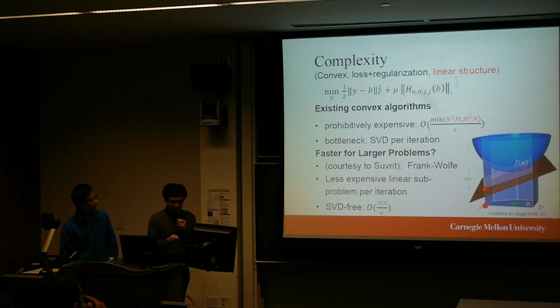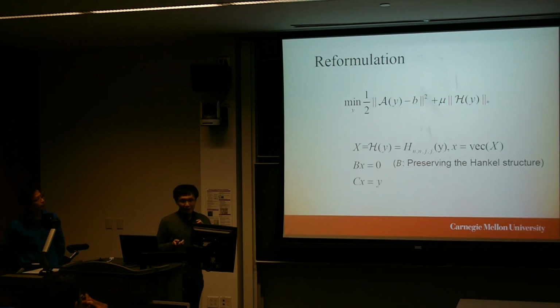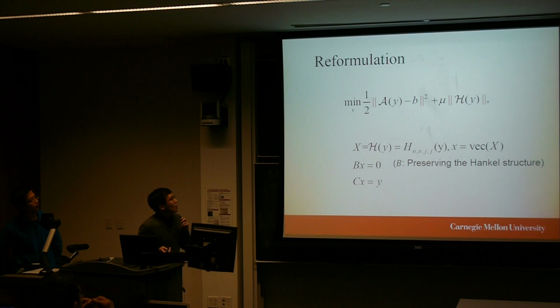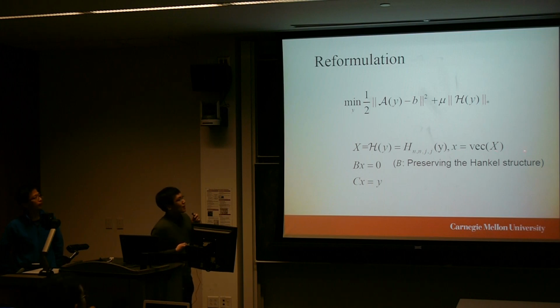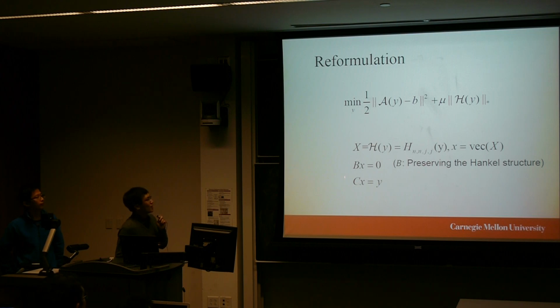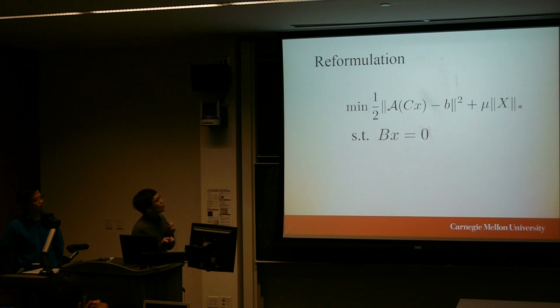Okay, thanks, Wan Li. Now I will present our algorithm. To make life easier, we first reformulate our problem. We introduce a new variable X to let it equal the Hankel matrix, and let lowercase x be the vectorization of this X matrix. Then we do two transformations, where Bx equals 0 and Cx equals y. Then we can find an equivalent formulation of the problem, which is this one.